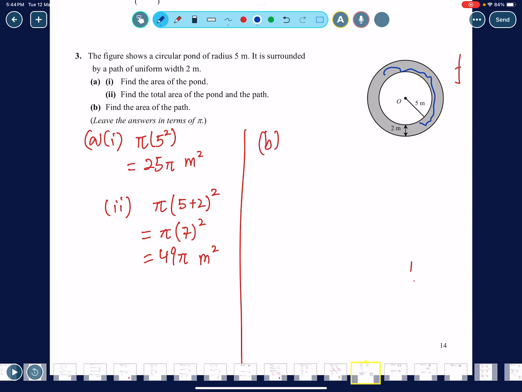Now, the more difficult one is the path. How do we calculate the path? This part over here, the shaded region. That's the path. So the path is basically the larger circle minus the middle part. I can't see the circle, so I have to erase this, sorry. The larger circle is here, 49 pi. Make use of that. I think that's why we have to do A first. 49 pi minus the middle white circle, which is the pond, 25 pi. Leave your answer in terms of pi, so it's 24 pi meters squared. This is the area of the path. No 3 SF.